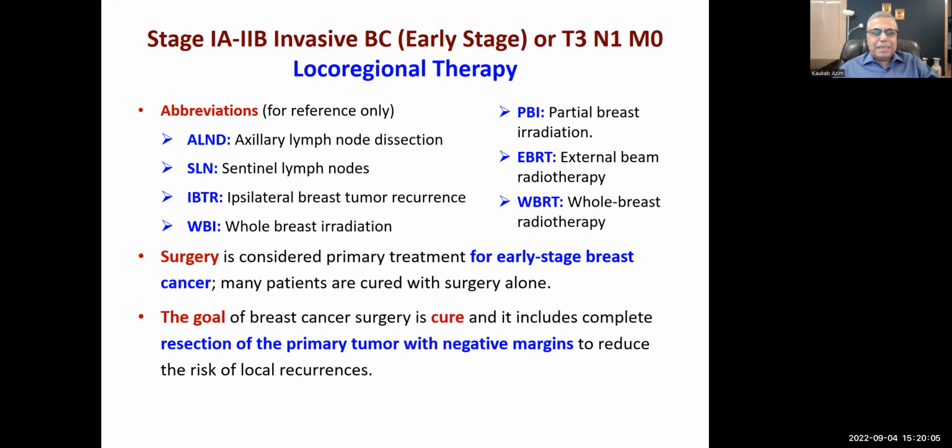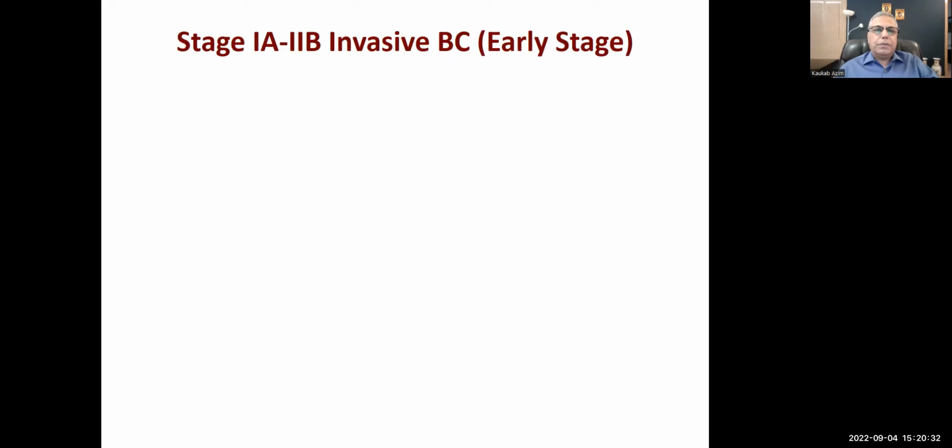The goal of breast cancer surgery is cure, and it includes complete resection of primary tumor with negative margins. This is a very important point to note, and I'll show this to you in the next slide, or the slide after that. So when the surgeon removes the cancer, the surrounding area, which is normal, should also be removed with the cancer.